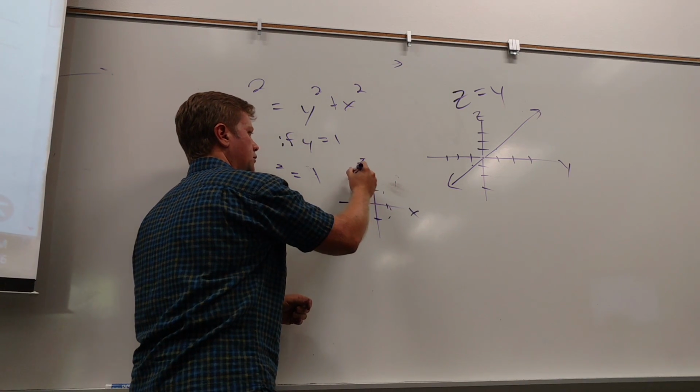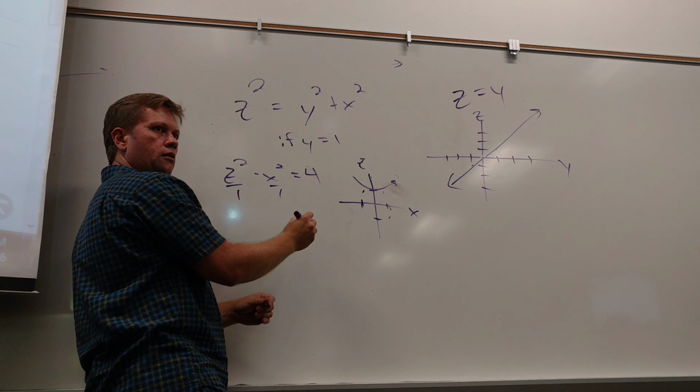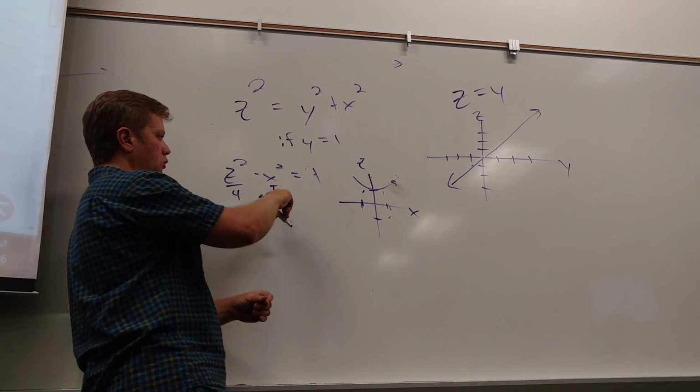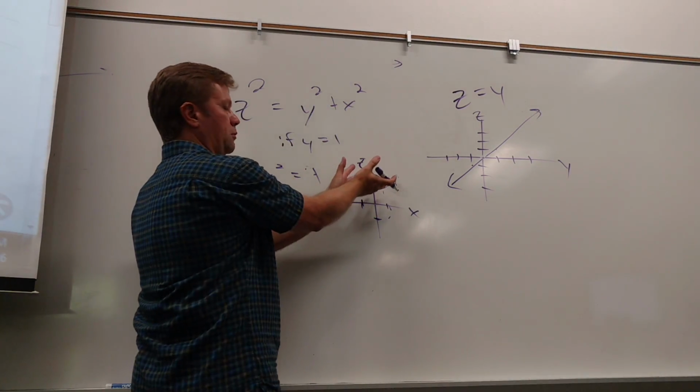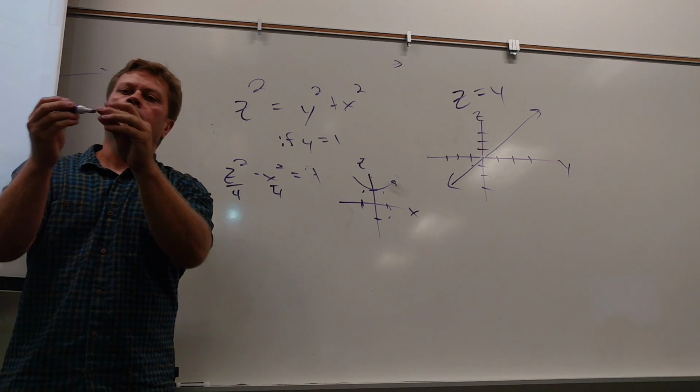Yeah, it's amazing. Now, what happens if I make y 2? So this is 4 now. I have to divide by 4 to make it 1 again. This pushes that box out. It's going to push that hyperbola up and away, right? And down on the other side. Okay, keep that in mind.